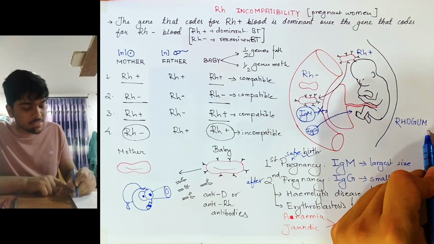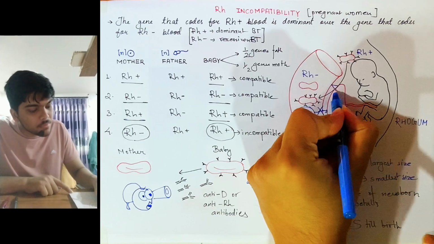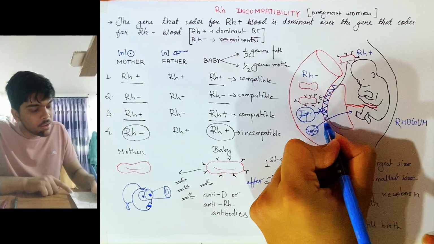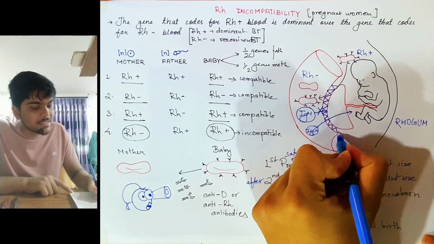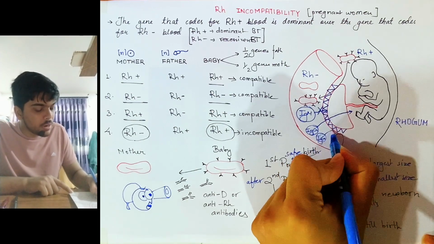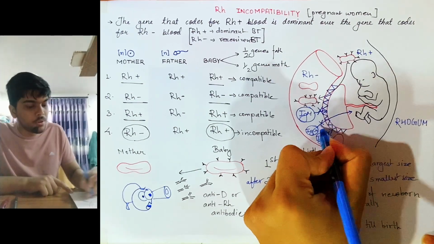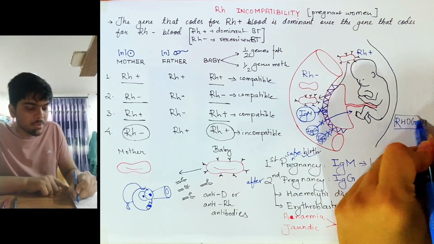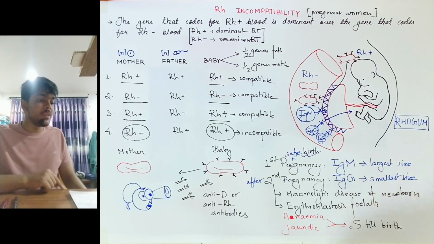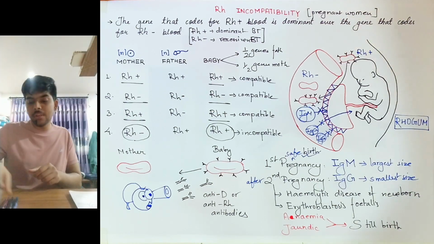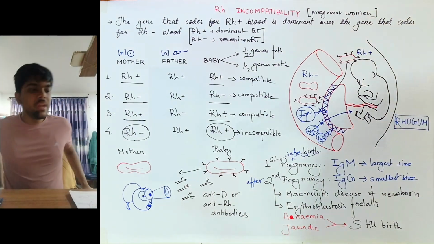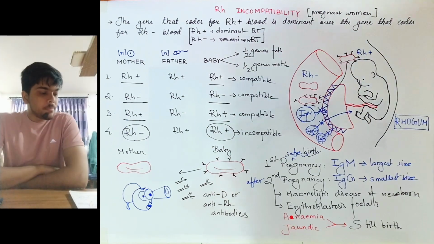What RhoGAM does is that it acts as a barrier and blocks the entry of immunoglobulin G into the bloodstream of the baby. As a result, immunoglobulin G can no longer enter through this barrier due to the presence of the RhoGAM vaccine, and the baby is safe. So fortunately, we don't have any problems related to Rh incompatibility nowadays due to the presence of the vaccine RhoGAM. And with that, we end the topic of Rh incompatibility.